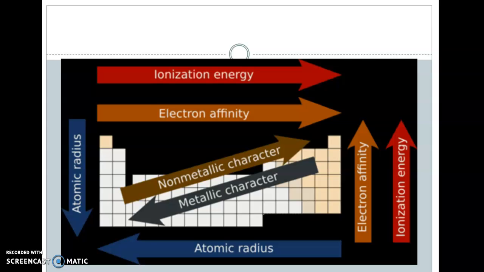Having the most non-metallic character are those in the upper right-hand corner, excluding the noble gases, and having the most metallic character, the most willingness to lose an electron, puts things in the bottom left-hand corner.